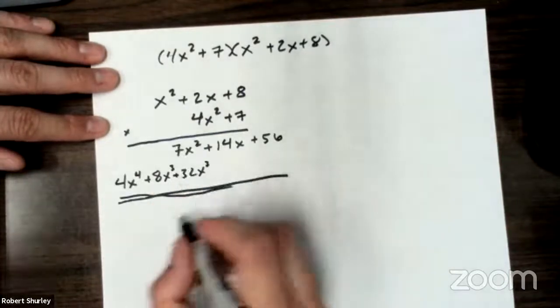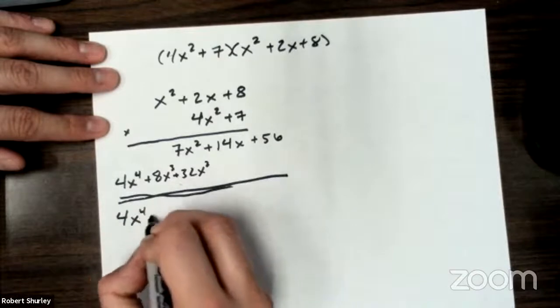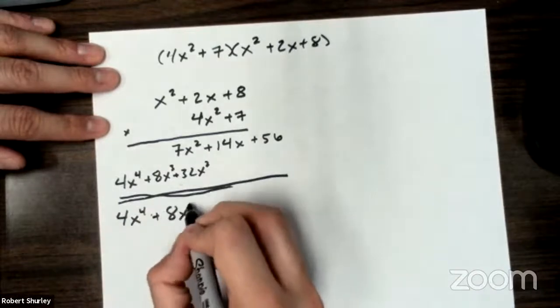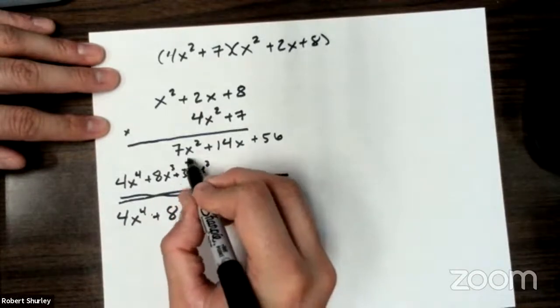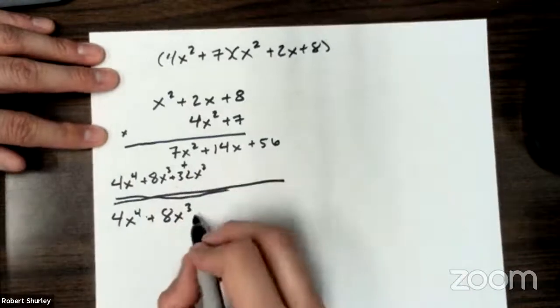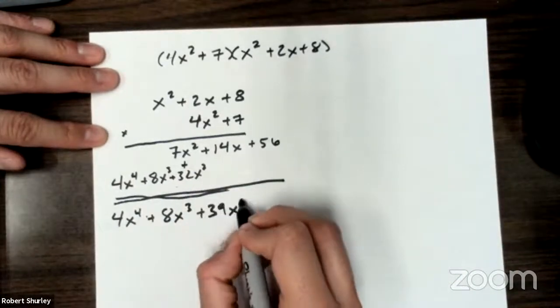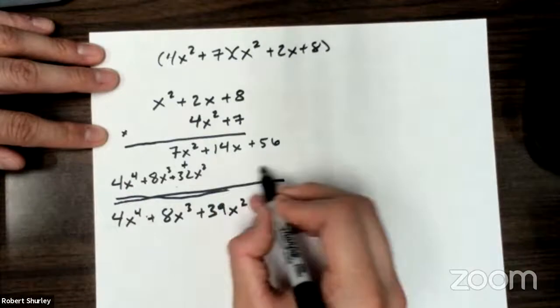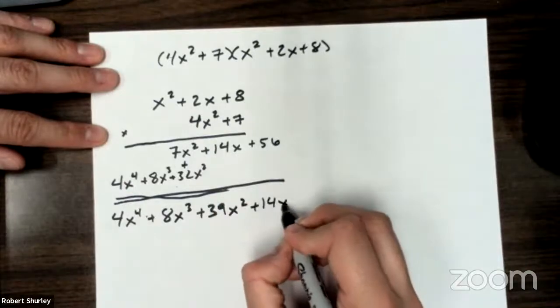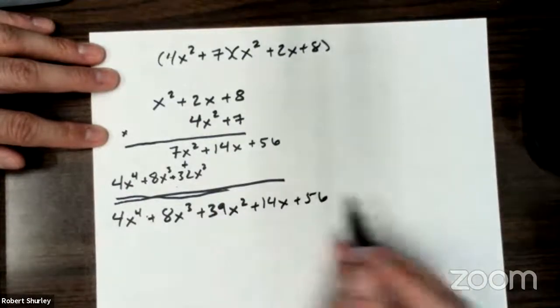But now we just add vertically. So you wind up with 4x to the fourth plus 8x cubed. And then you add these vertically, 7x squared plus 32x squared, you get 39x squared. And then look, there's nothing over here. So plus 14x plus 56. Let's just not worry about that.